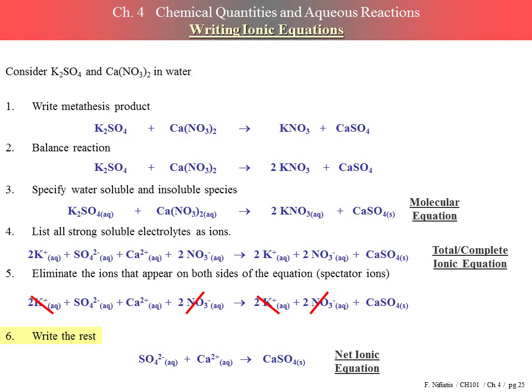So we have 3 equations. The molecular equation, the total or complete ionic equation, and then the net ionic equation. The net ionic equation shows you only the ions that participate in order to give the non-electrolyte. Here in the total or complete ionic equation, you have all the ions, including the spectator ions. Which are your spectator ions? Potassium and nitrate, not 2 potassiums and 2 nitrates. You need to be qualitative here, not quantitative.